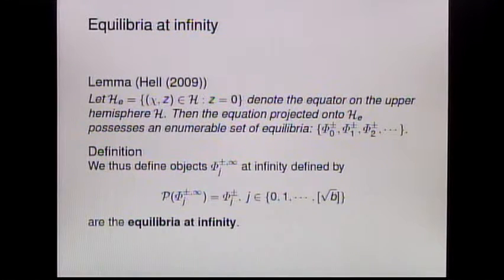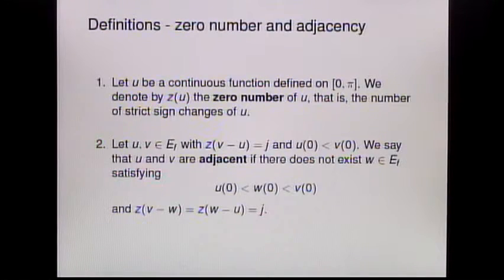For each of these equilibrium points at infinity here, we have a corresponding eigenfunction of our orthonormal basis. So if we consider this equilibrium point at infinity, capital phi j, it will correspond to the eigenfunction phi j. So we have this correspondence between these objects at infinity and these eigenfunctions. This extended notion of adjacency should be consistent with this correspondence between these equilibrium points.